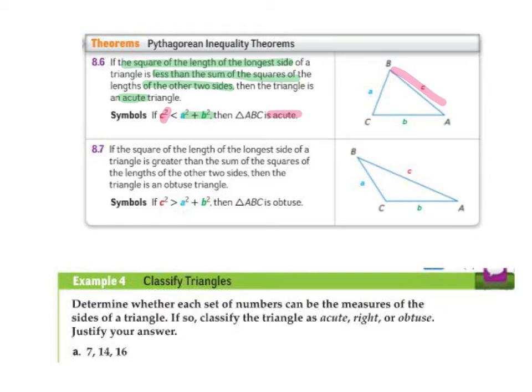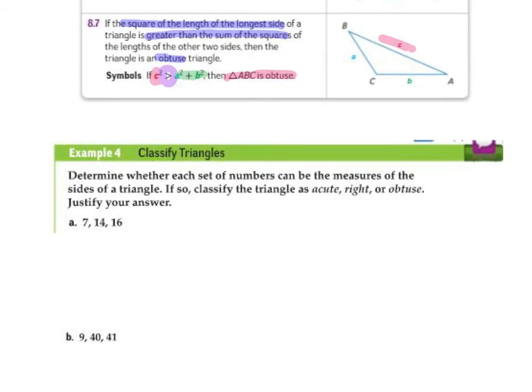And the converse: if the square of the length of the longest side is greater than the sum of the squares of the other sides, then the triangle is going to be obtuse. So what that would look like is, if c squared, your hypotenuse, is greater than a squared plus b squared, then ABC would have to be obtuse. Okay, so let's look at an example of that.